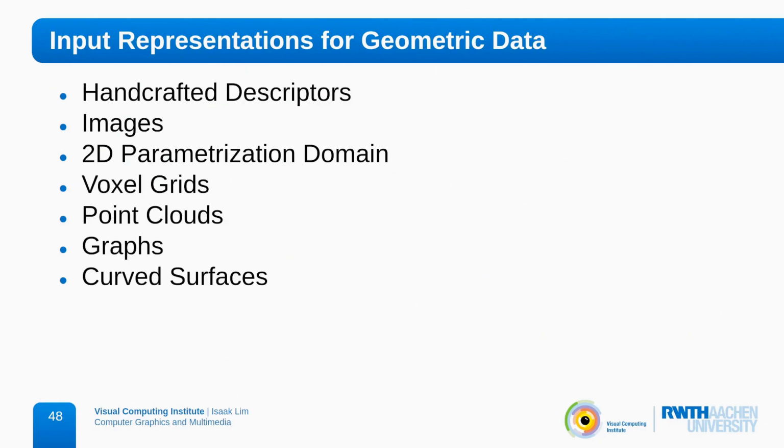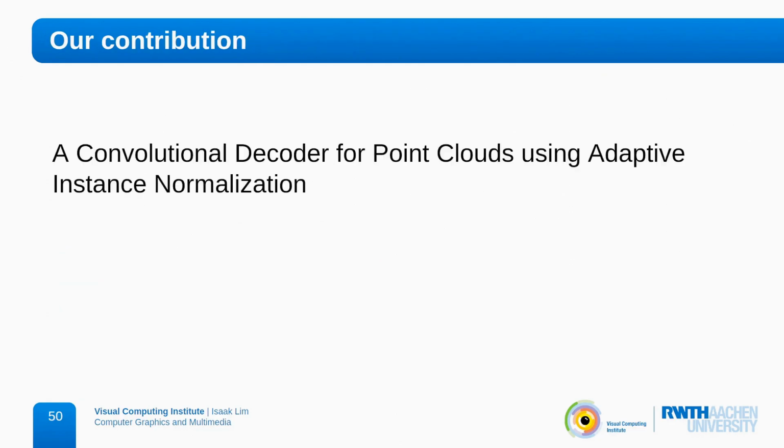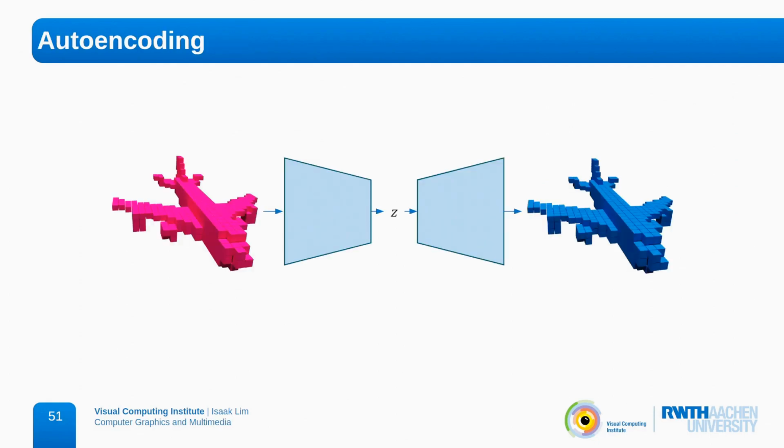considered individual representations for geometric data, and each of these representations has certain advantages and disadvantages. What we will now show is the benefit of combining these representations. The idea here is that by combining representations, we can mitigate the disadvantages that each of the representations might have individually. We showed this in an autoencoding task, and this is shown here.